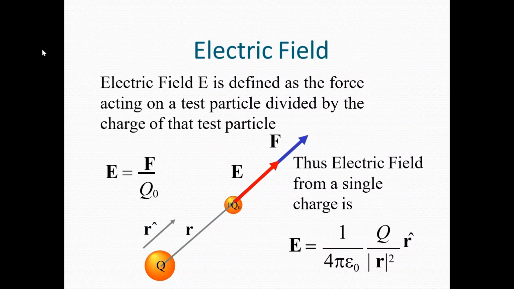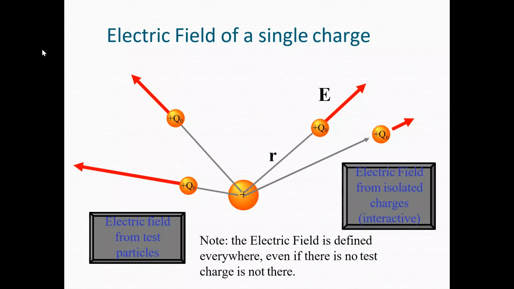Electric field is defined as the force acting on a test particle divided by the charge of the test particle. E equal to F by Q. The diagram shows the electric field E, the force F, and the distance R. The charge is Q naught. Thus, the electric field from a single charge is E equal to 1 by 4 pi epsilon naught Q by R square, a vector.